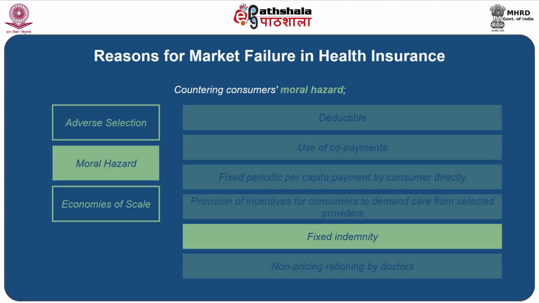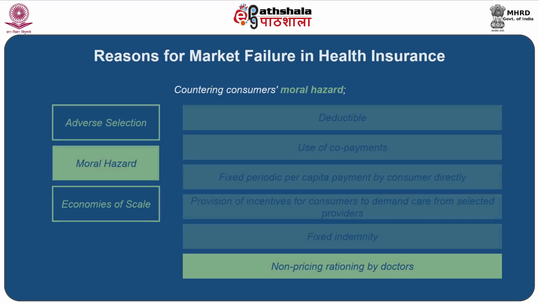The fifth one is fixed indemnity, fixing financial limits on the amount that will be provided by the employer or insurance companies. In India, they are ESI and CGHS. The above 1 to 4 are practiced in private insurance, as in the USA. The sixth mechanism for countering the moral hazard is non-pricing, rationing by doctors according to judgments of need, usually resulting in consumers incurring waiting costs for selective treatment. This is public insurance as practiced in the UK.